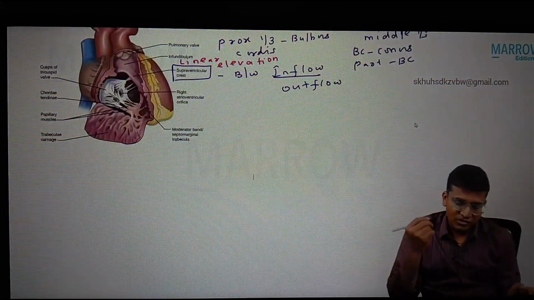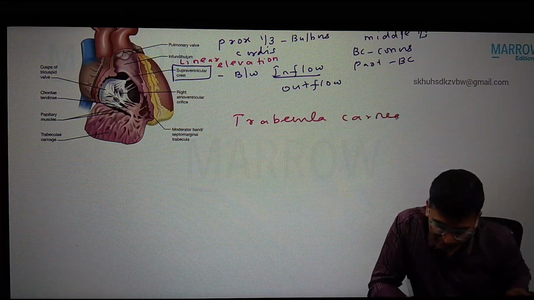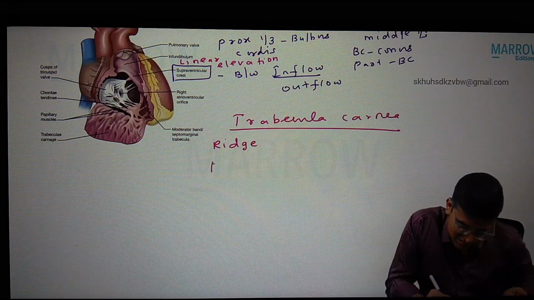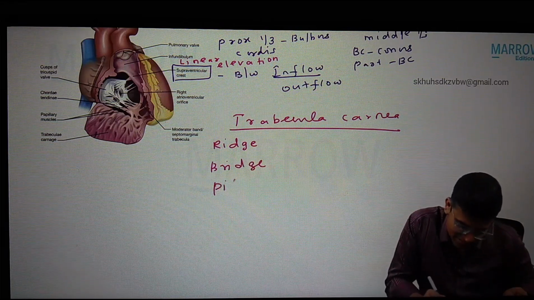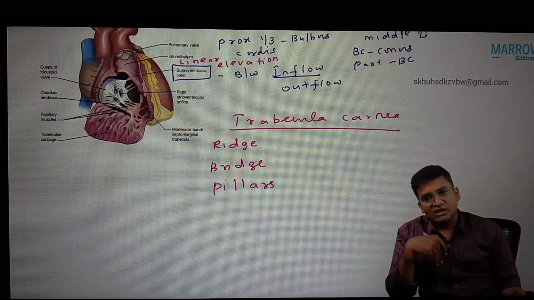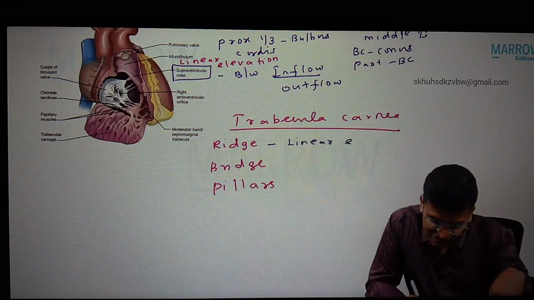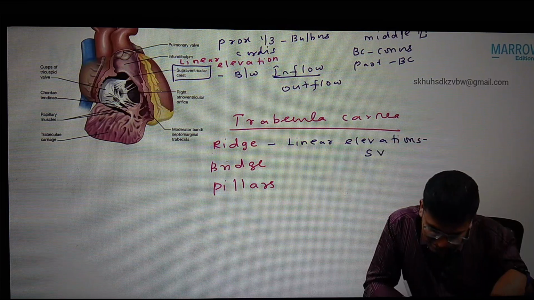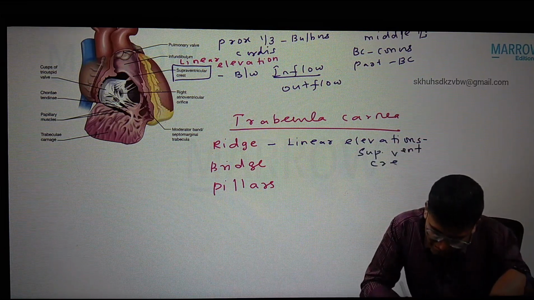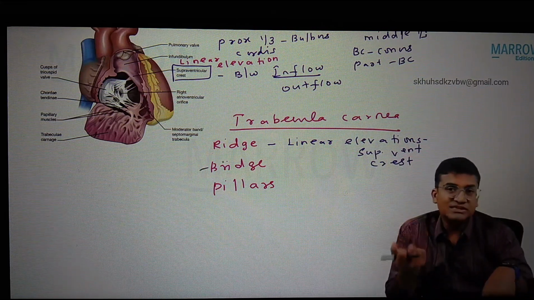The inflow part is rough, which contains trabeculae carneae. The trabeculae carneae contain ridges, bridges, and pillars. So we have three structures. Ridges, as I told you just now, are linear elevations. The supraventricular crest forms the ridges. That is the example for ridges.